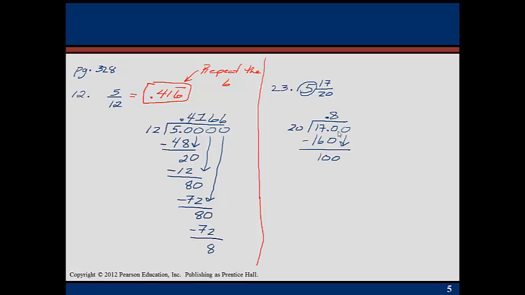Drop down another 0, and now it's 100. 20 goes into 100 5 times. 5 times 20 is 100. Subtract, and we get 0. So this decimal, do not forget the whole number part, is 5.85.